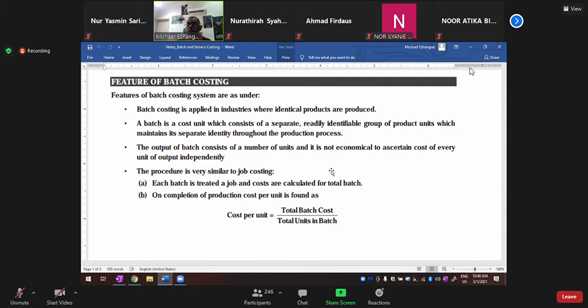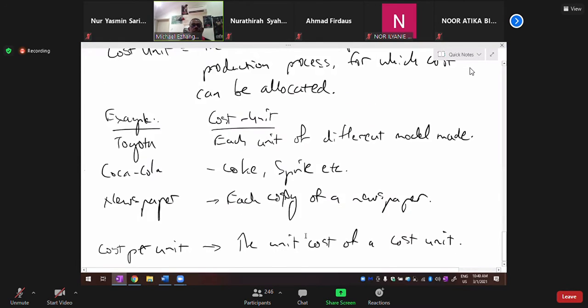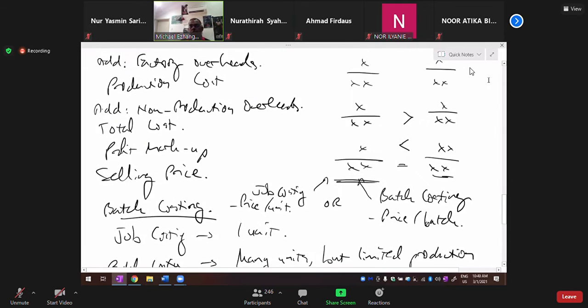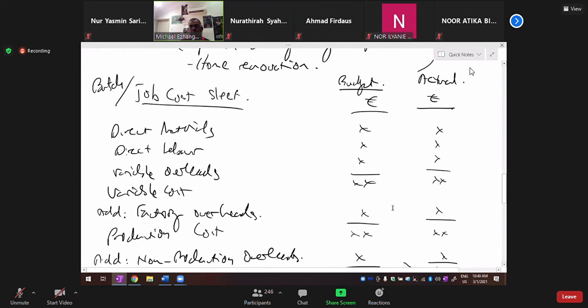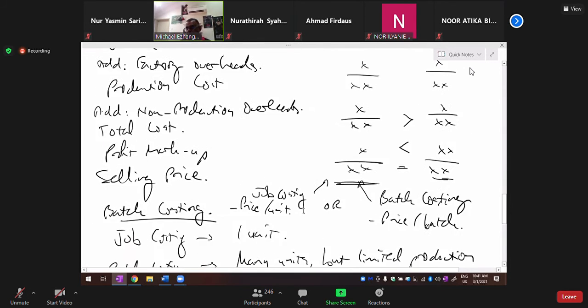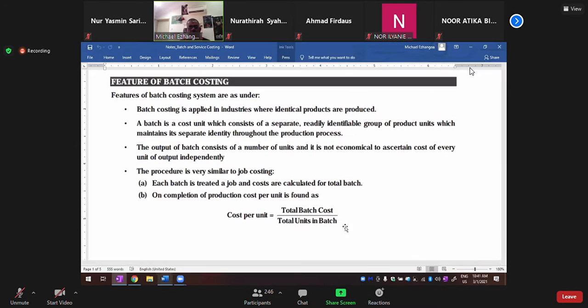Job costing, one batch, one unit. So that's why, in job costing, the whole thing, you work out the cost like that, and that's for one unit. All right. But batch is for many. Very, very simple point of difference.